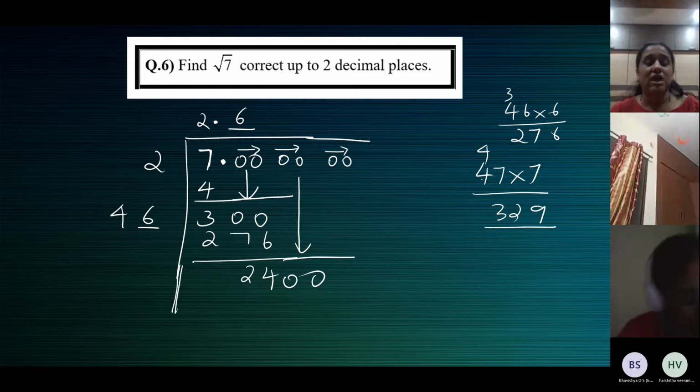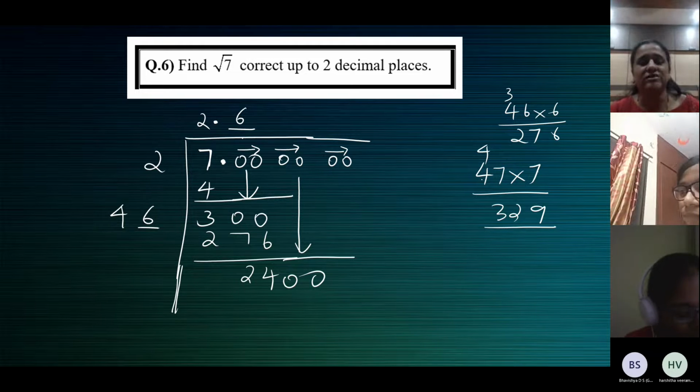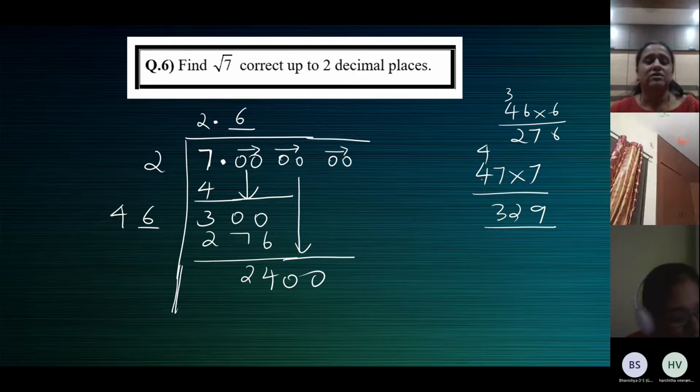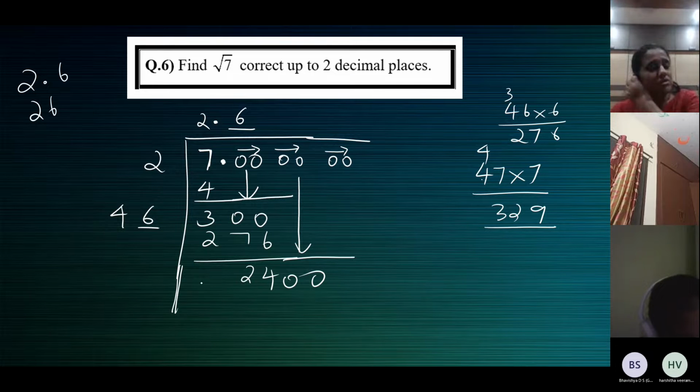Double the quotient. Now, how do you double the quotient? Don't see it as 2.6. See it as 26. Don't see the decimal point there. 26 is the number. When you're doubling the quotient, ignore the decimal point. Just take away the decimal point. So you see only 26. Double the quotient. So you'll get what? 26 into 2. How much? Ma'am, 52, ma'am.